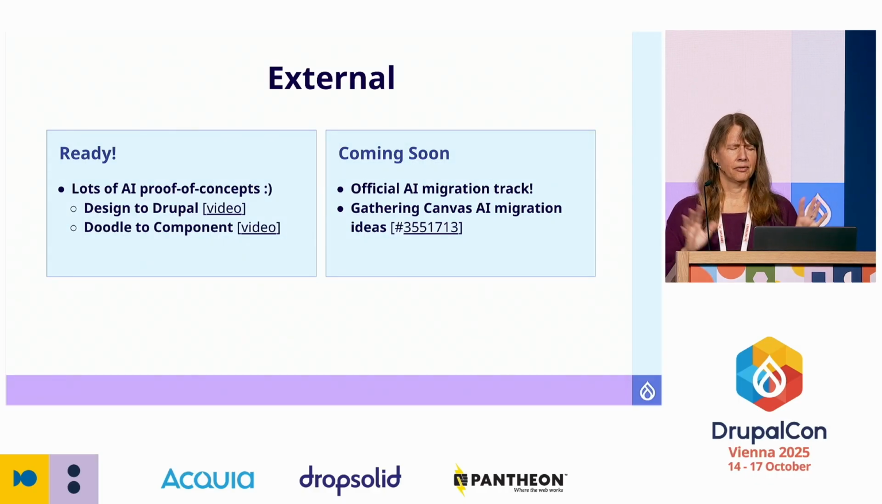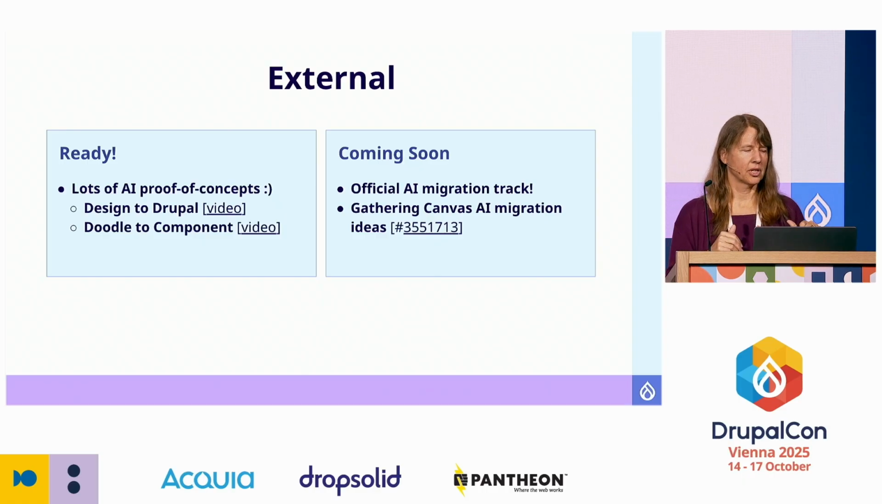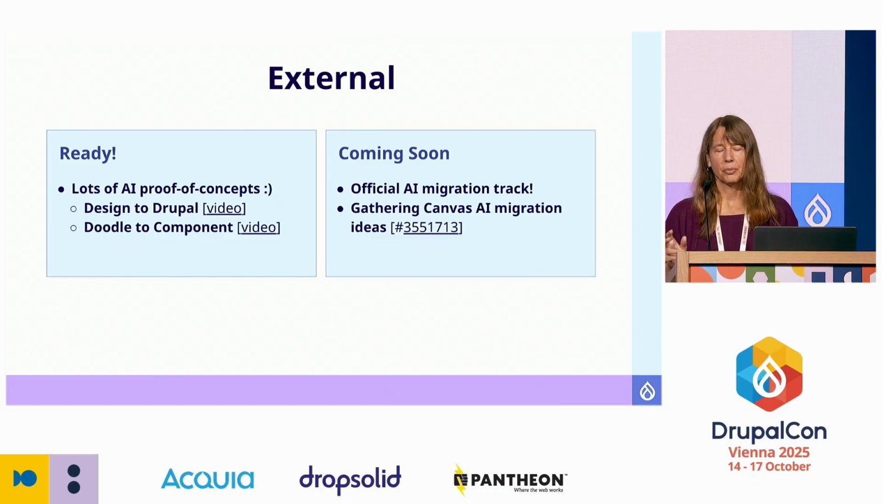Freely Give is always making all sorts of cool stuff. They have a couple, which was designed to Drupal and Doodle to component, where you just draw something and it sucks it in and makes a component for you. So there's a lot of exciting stuff happening in this space, specifically with the AI lens.